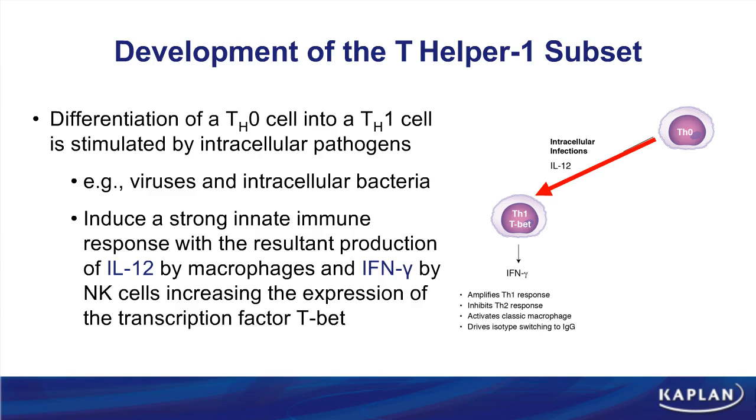And I hope you recall that one of the things that Th1 does really, really well is that it will produce and secrete very, very high levels of interferon gamma. So what we need to do now is focus on what is the effect of this interferon gamma that has been produced. So very quickly, if I have an intracellular infection, I'm going to make lots of IL-12. That IL-12 will induce the transcription factor T-bet, and T-bet in turn is going to activate a Th1 response with lots of interferon gamma production.